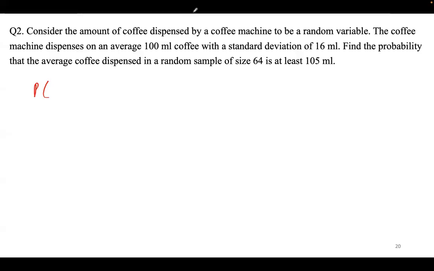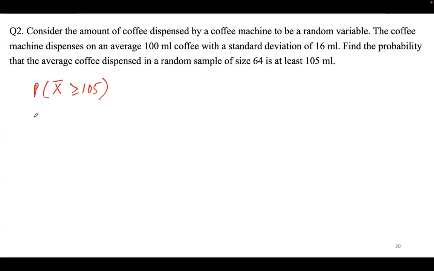Nothing? Yeah. Probability of x bar greater than or equal to 105. Perfect. Very good. Okay. So X bar is something you've said, and that's right.